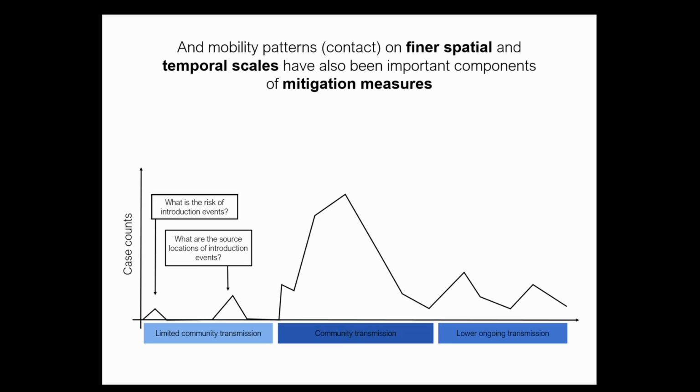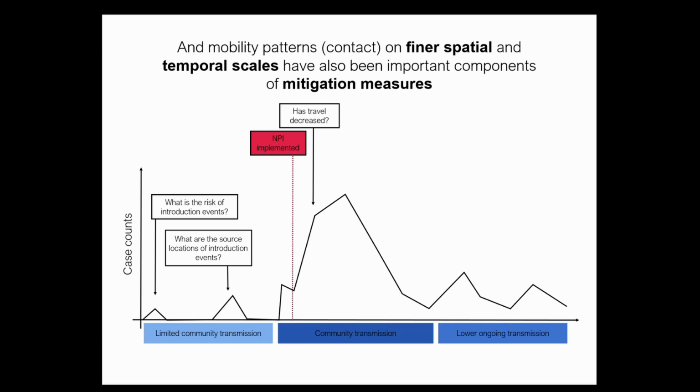So when you're thinking about a canonical outbreak, you have limited community transmission, then widespread community transmission where you see it all going up, and then lower ongoing transmission. There are different questions where mobility would play a role. When you don't have a lot of community transmission, you may be interested in the risk that it's going to be introduced into the population, and what might be the source of those introduction events.